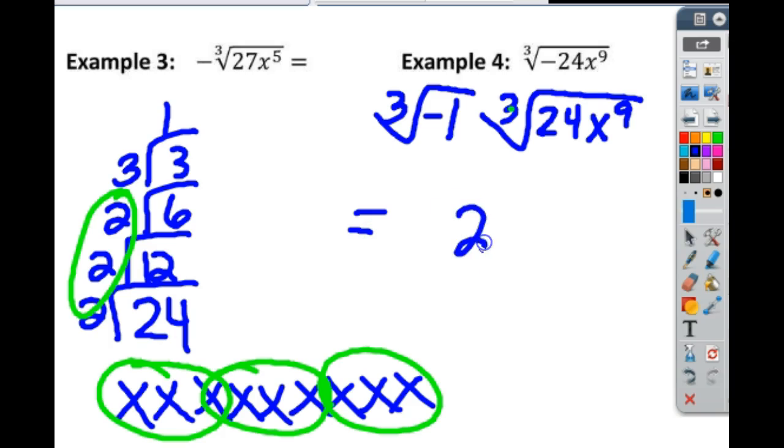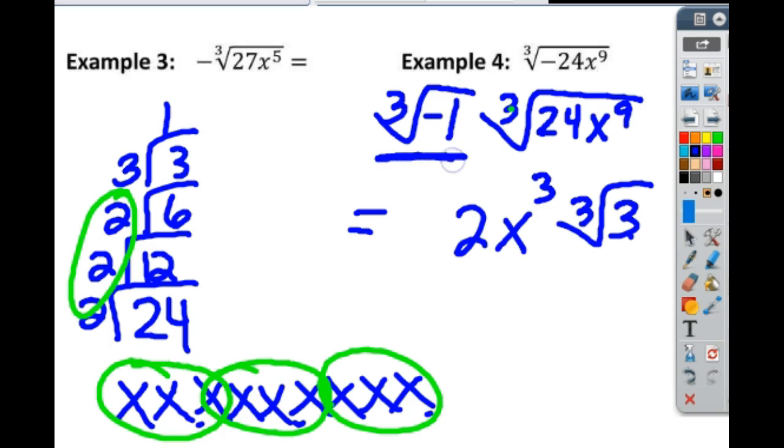So I have 2's. What do I have left over? This is the 3 that's left over. What about my x's? 1, 2, 3 groups. Do I have any x's left over? But what about this? Look on your first page. What is the cubed root of -1? Is that an I? It's just a -1.